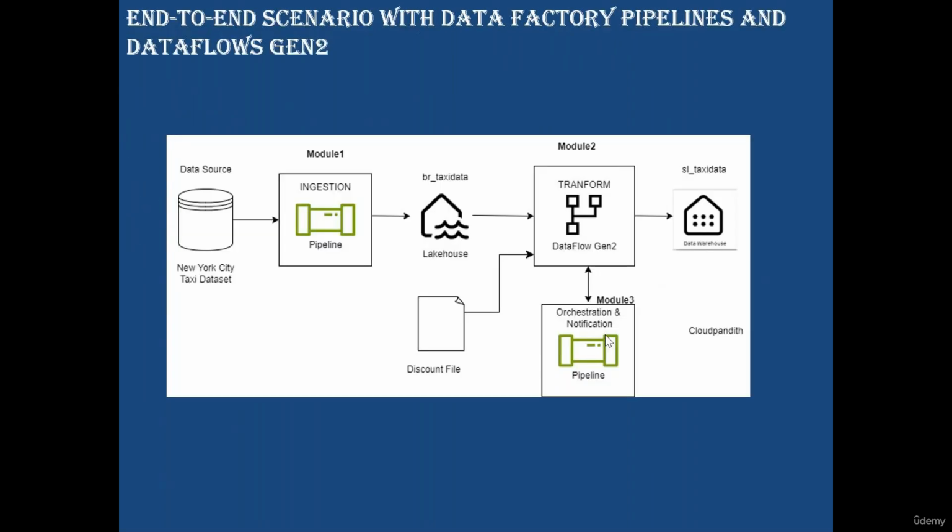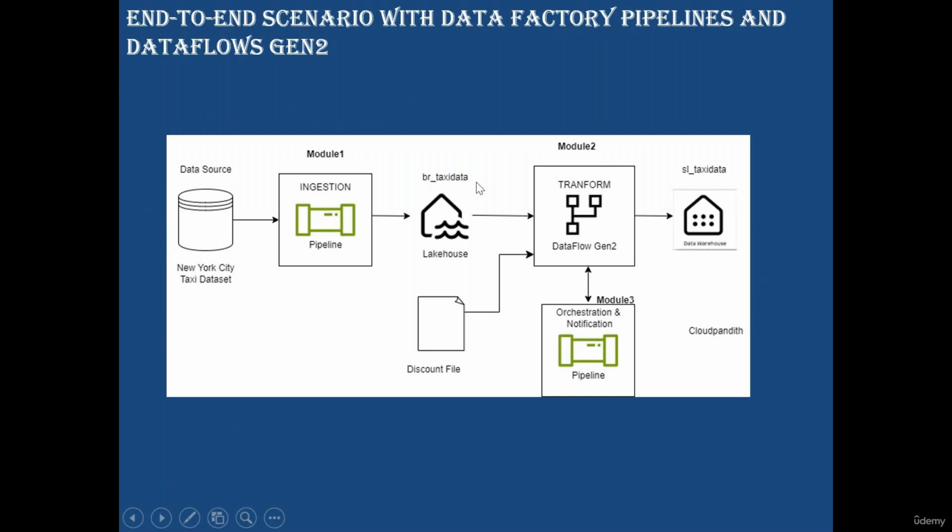If you see the architecture, this is the architecture that we are going to discuss today. Most of the stuff you are already aware of. We are going to copy the data from this data source. This is the New York City taxi data set that we saw yesterday. We will be reading that taxi data set using the ingestion. We will be using a copy activity in the pipeline for ingesting this New York City taxi data into the lakehouse. In the lakehouse, I'll be creating br_taxi_data, which is our branch table.